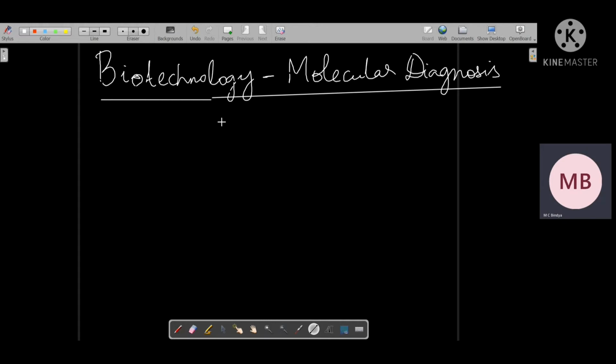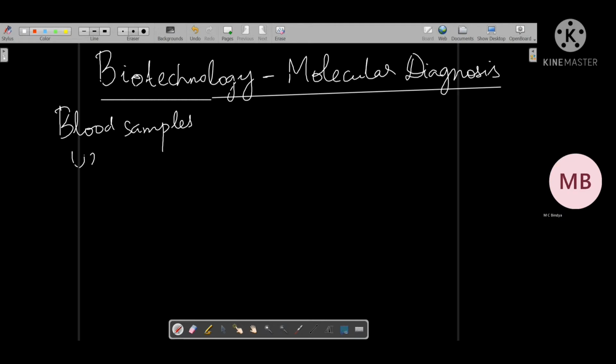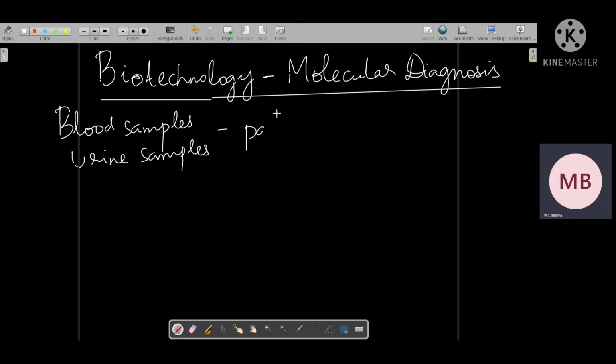Now, biotechnology can be used for molecular diagnosis also. Earlier, for diagnosis of diseases, they used to collect blood samples or urine samples. The problem with these methods is that only if there is a large number of pathogens present in these samples can they be detected. The pathogens should be more in number.